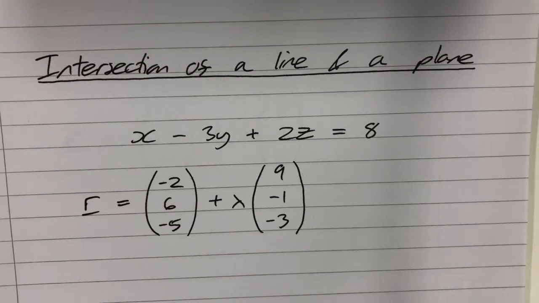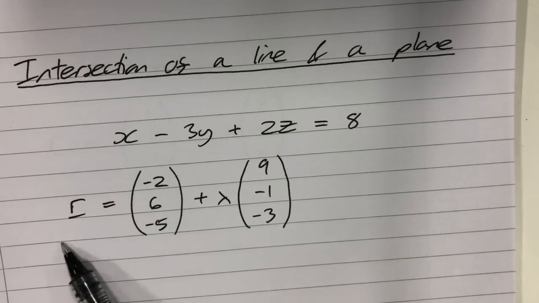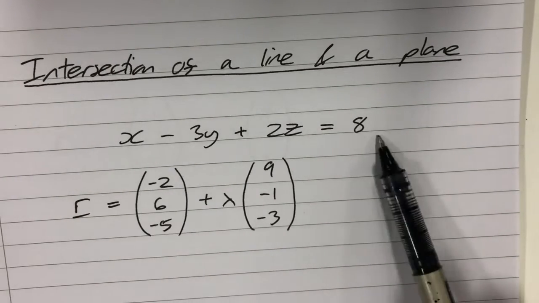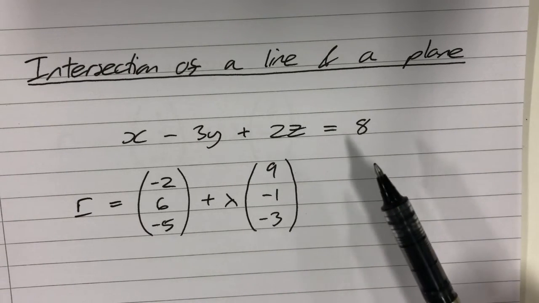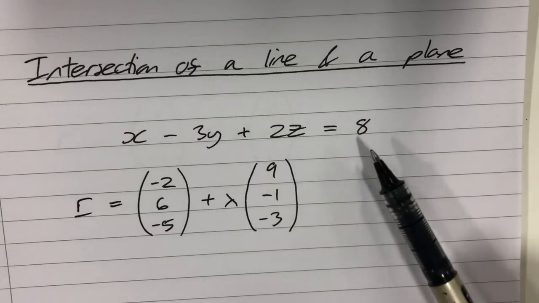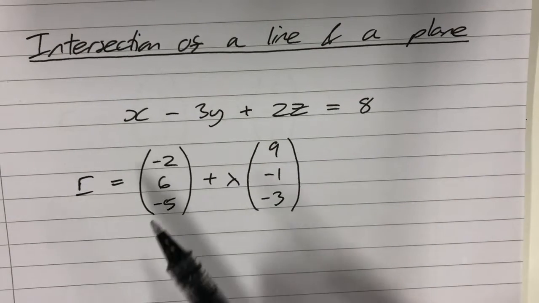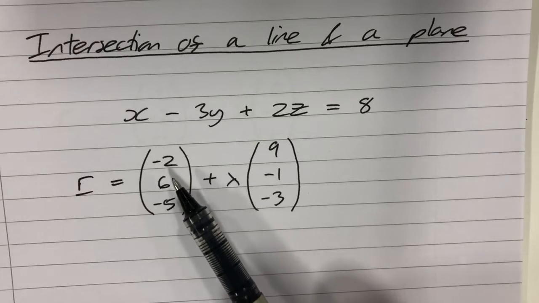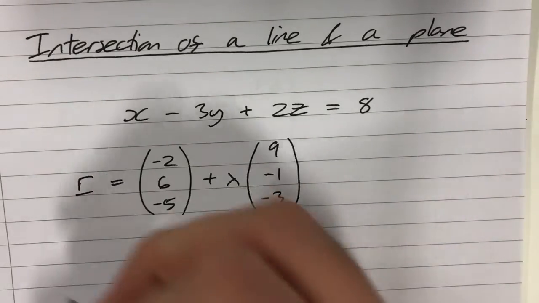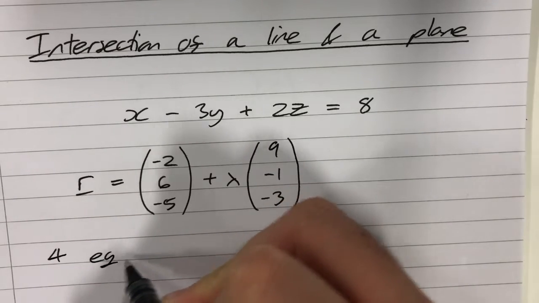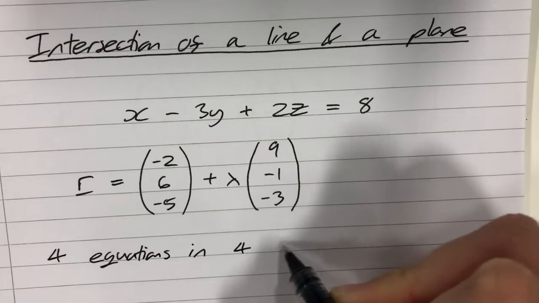In general three-dimensional space, a linear line, expressed by this equation here, will intersect a two-dimensional plane at one point, generally. There are a couple of exceptions, which I will cover in my next few examples. So what we've essentially got here is a set of simultaneous equations. So we've got four equations in four unknowns.